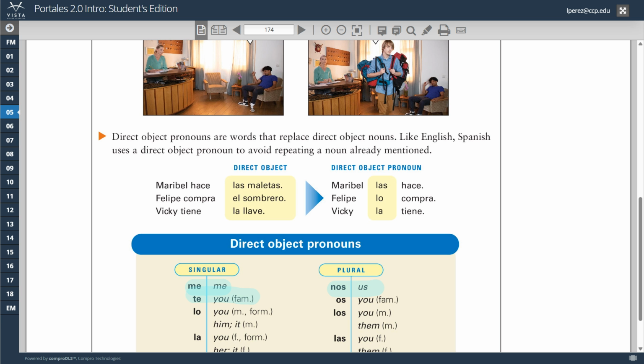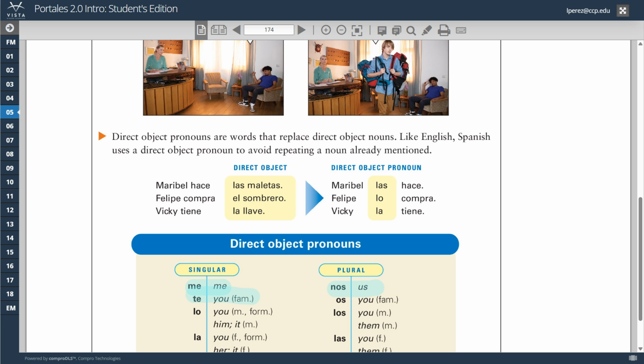Maribel hace, what is she making or doing? Las maletas. That's my direct object. Felipe compra. ¿Qué compra? What is Felipe buying? El sombrero. And Vicky tiene. What does Vicky have? La llave. Once you locate your direct object, you can proceed to replace that direct object with a pronoun in a follow-up sentence. But my goal here was just to review what's a direct object.